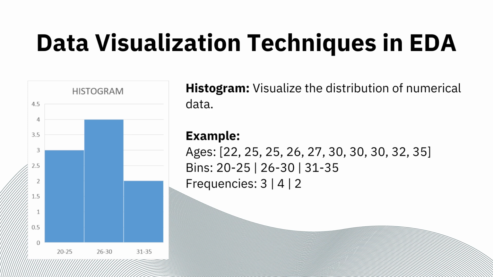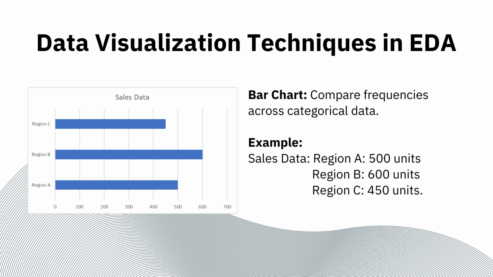Histograms are excellent for understanding the distribution of numerical data. They divide data into bins and show how frequently each value occurs in the dataset. Suppose we have a dataset of ages. To create a histogram, divide the data into bins. Example, 20 to 25, 26 to 30, 31 to 35. Count the number of data points in each bin. Plot the frequencies.